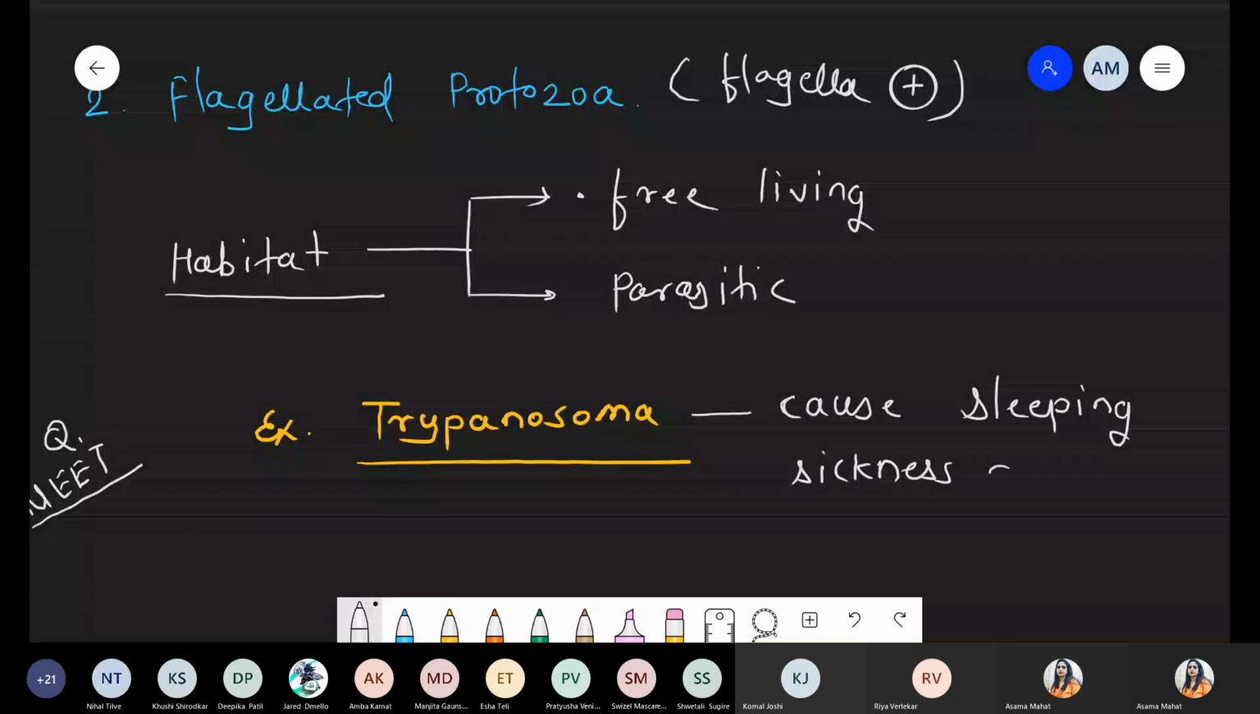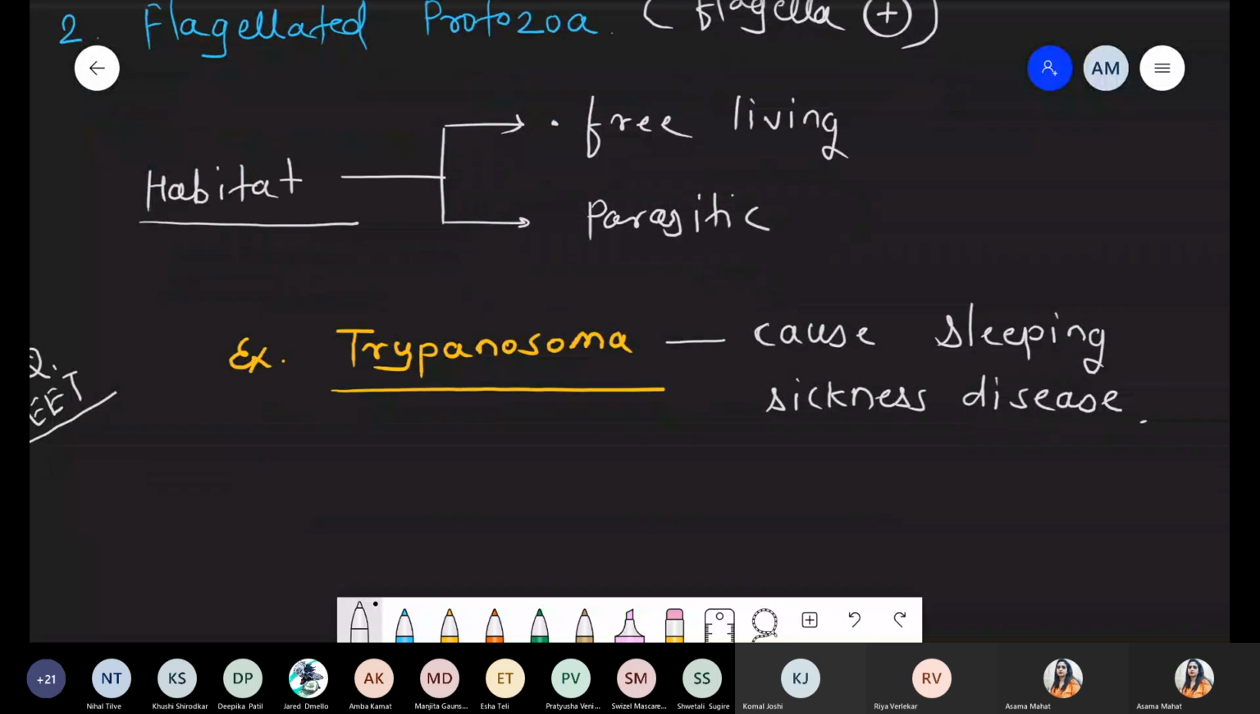One question. Sleeping sickness means what? The person feels sleepy, like that. We are simply taking one example of the flagellated protozoa, that is Trypanosoma. But now how does Trypanosoma infect humans? Simple. Basically, Trypanosoma does not directly attack the human.